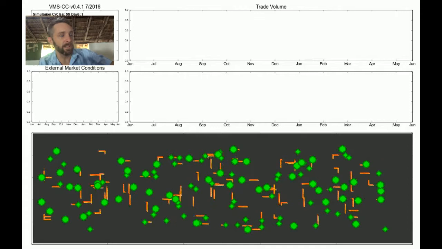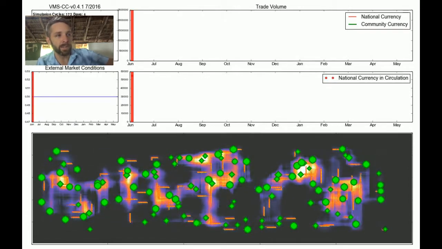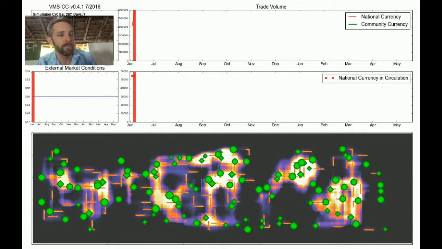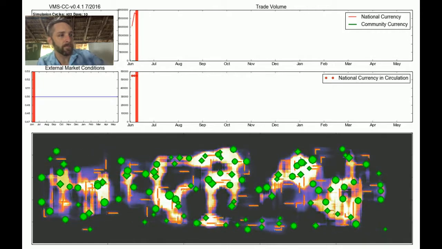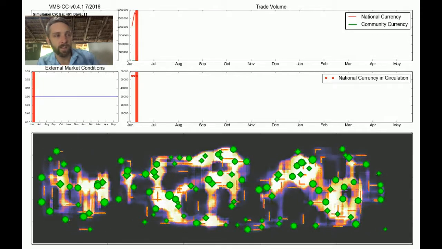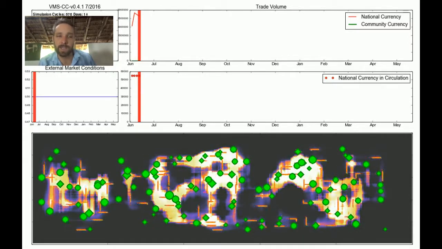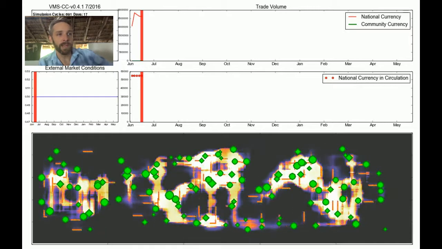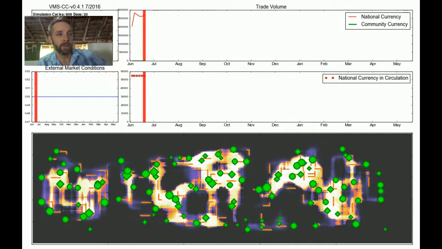So you can see in yellow here, this is trade going on. And in the background we have a heat map showing how much trade there is and where the hot spots of trade are, like the market locations. And everyone in this economy is, as we've shown in the previous simulations, pretty stable, the inequality levels aren't very high. And what we're going to add this time is an external market, where importers come in.